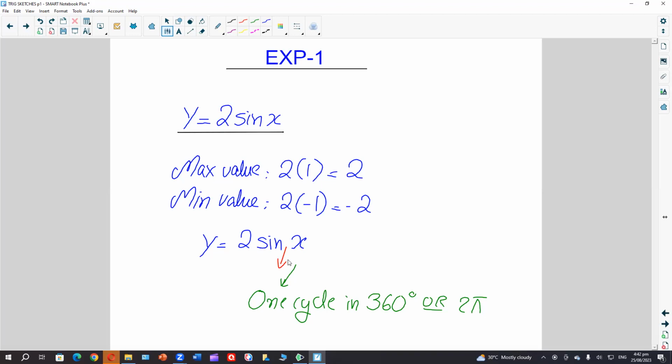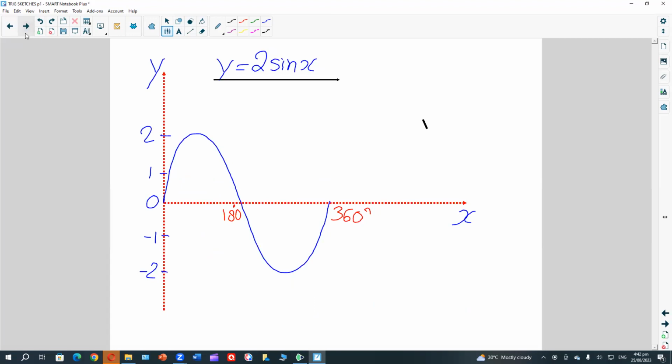When it is one cycle, it means there is a range of 360. Within 360, there is only one cycle. Then you draw the sketch. Look at the shape of the sketch. The graph goes up by 2 and comes down by -2.